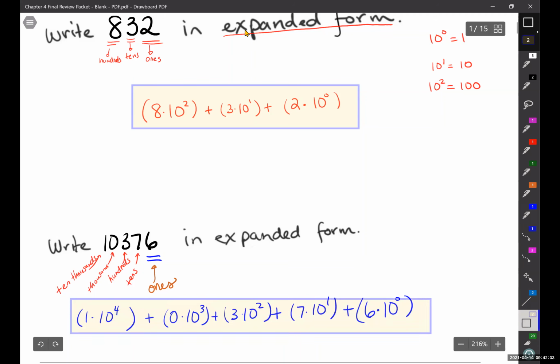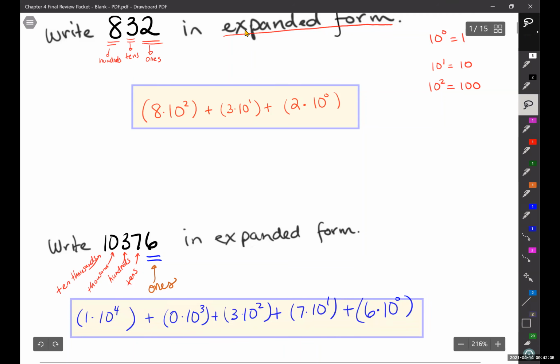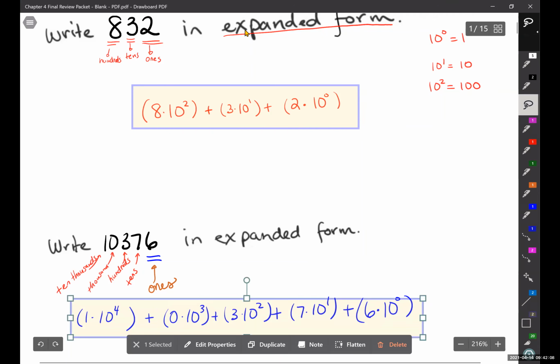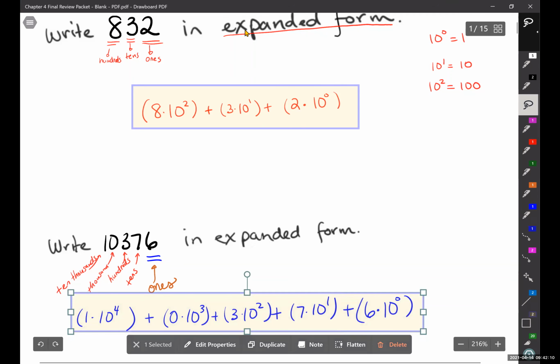Now, are there any questions that we could maybe clarify or answer related to this topic?